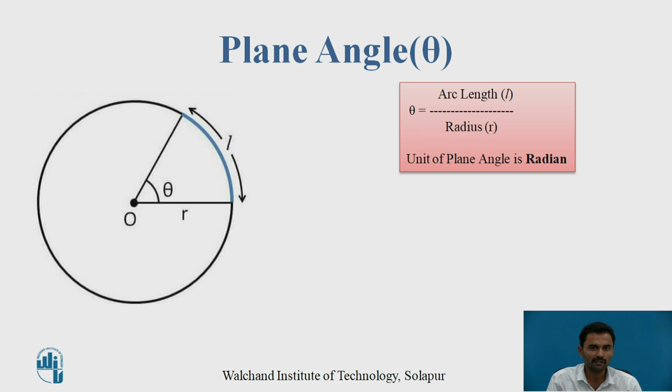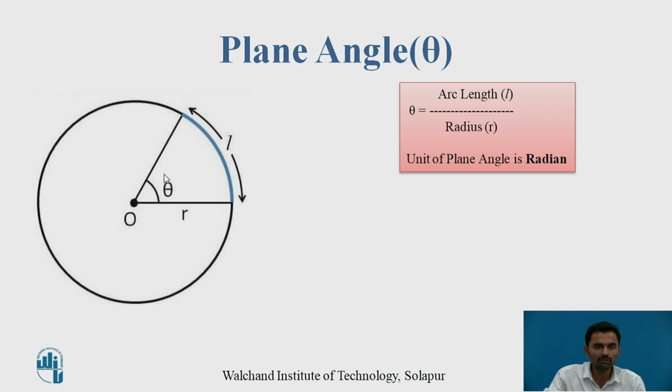So first we are dealing with plane angle. What is plane angle? Consider a circle having radius r, and we are taking one arc having length L. This arc will subtend an angle at the center of the circle. This angle we call theta, that is the plane angle.